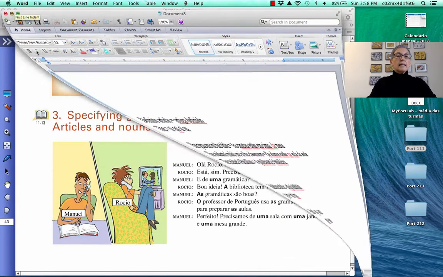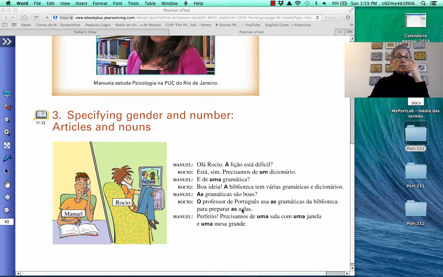So let's take a look at página 43, ok? Então aqui você tem o Rócio e o Manuel, ok? São estudantes, eles são estudantes, ok? O Rócio está em casa e o Manuel está em casa, ok? O Manuel está estudando e o Rócio está assistindo televisão, ele está vendo televisão, ok? Então, nós temos o diálogo. Olá, Rócio, a lição está difícil?